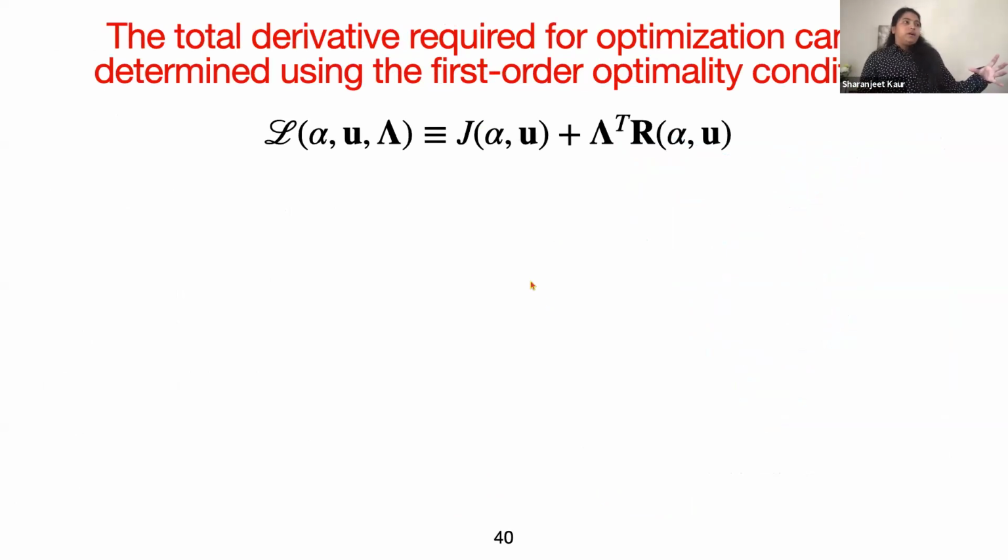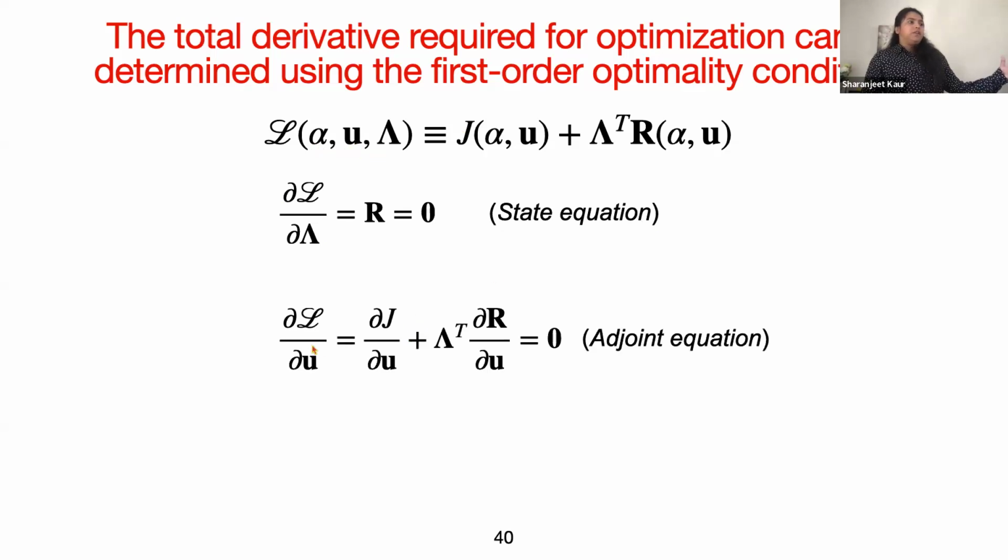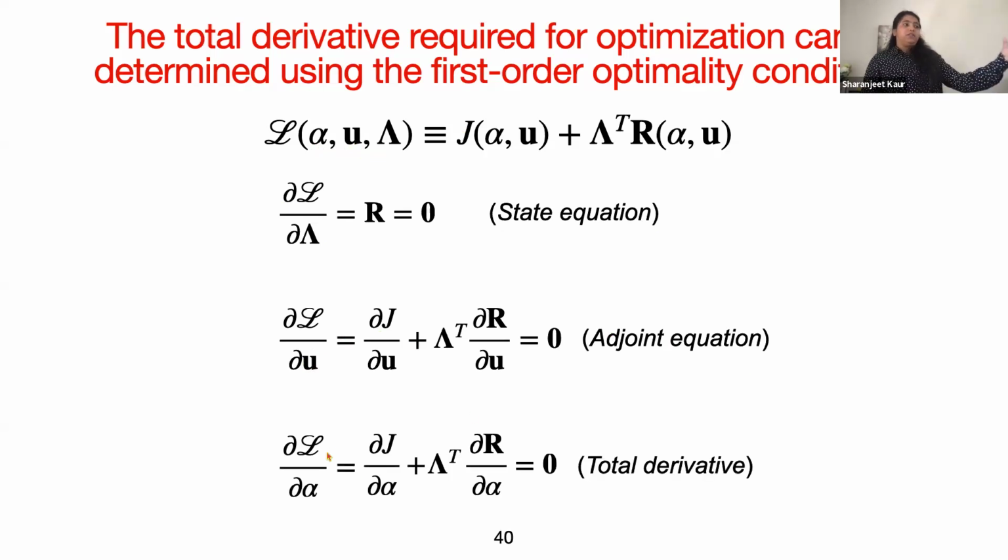In order to accomplish that, we define a Lagrangian of the problem, where we have the objective function plus Lagrange multipliers, also known as adjoint variables, multiplied by the residual. And we differentiate this with respect to these three variables. If we differentiate with respect to adjoint variables, we get the state equation, which should be satisfied. By differentiating with respect to state variables, we get the adjoint equation. And by differentiating with respect to design variables, we get the total derivative. So these are known as first order optimality conditions.